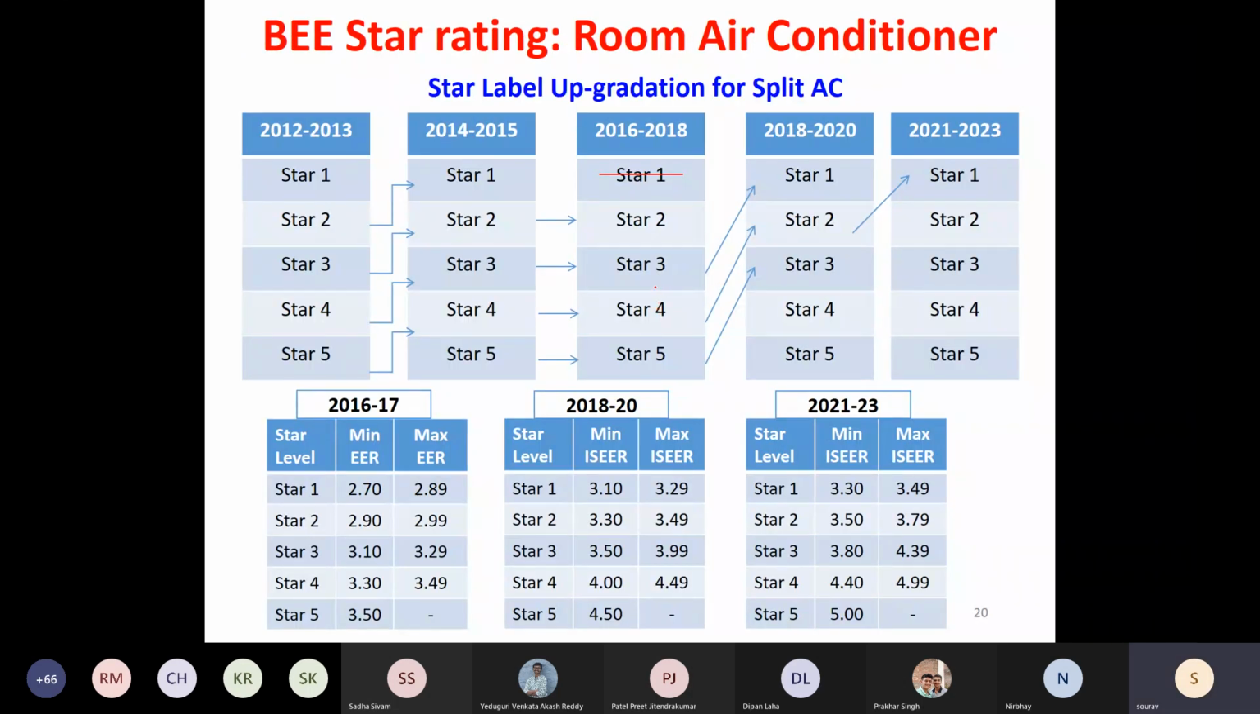Now, this is how the star ratings have been continuously upgraded over the past decade. Whatever AC was rated as 2 star in 2012, 2013 became 1 star in 14, 15, and it was then removed in 2016 to 2018. So it was phased out. Then there was a major change which happened in the 2018 to 2020 period.